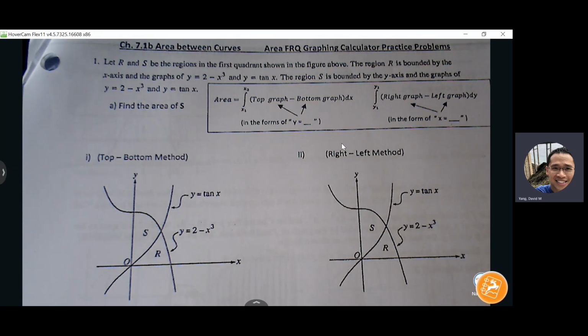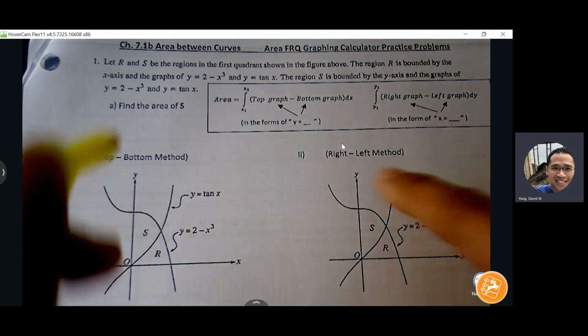So we have R and S. Let R and S be the regions in the first quadrant shown in the figure. The region R is bounded by the x-axis and the graph of y equals 2 minus x cubed. That's the curve that's sloping down. And y equals tan x. Tan x is the curve that's sloping up. Region S is bounded by the y-axis and the graphs of y equals 2 minus x cubed and y equals tangent of x. We're going to first find the area of S.